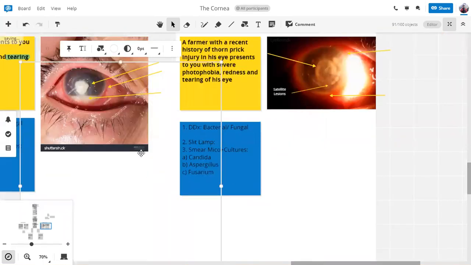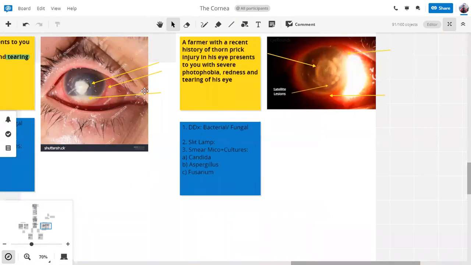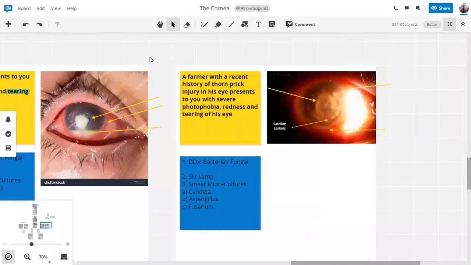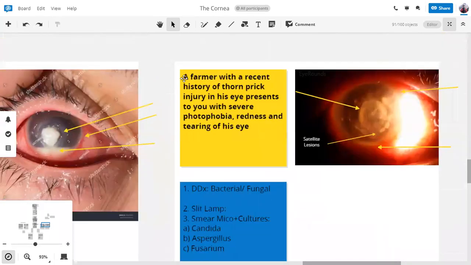We've already seen one important difference on the slit lamp examination, but first I want you to look at the history of this patient. So we have our history of photophobia, redness, and tearing, which points us towards a corneal etiology of these symptoms. But there's something peculiar in this history. What is that? Thorn prick.